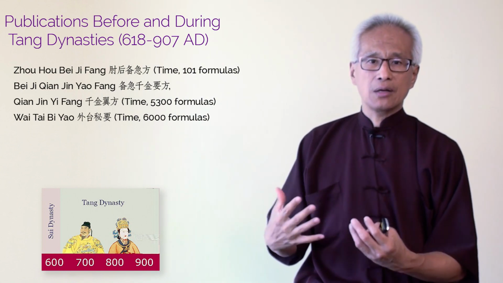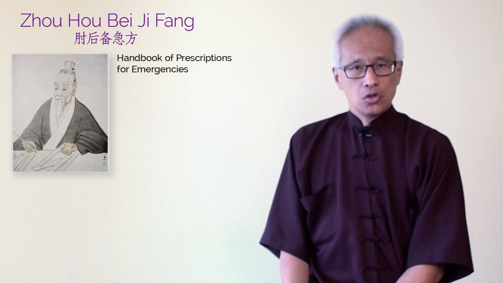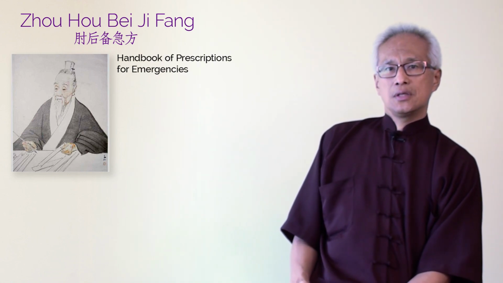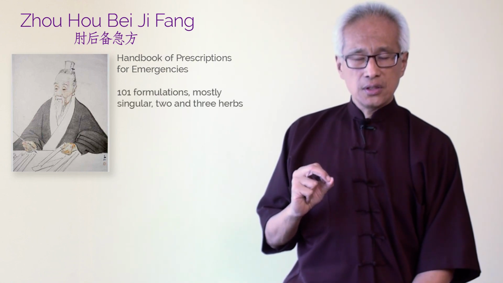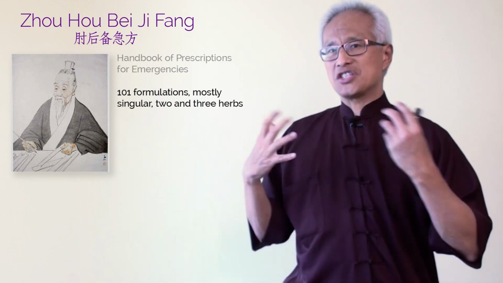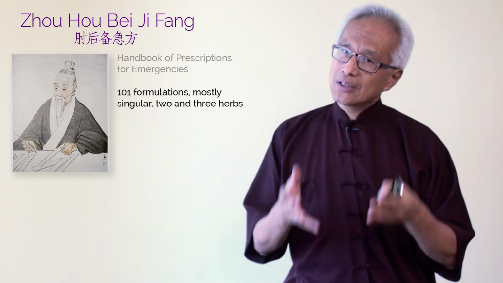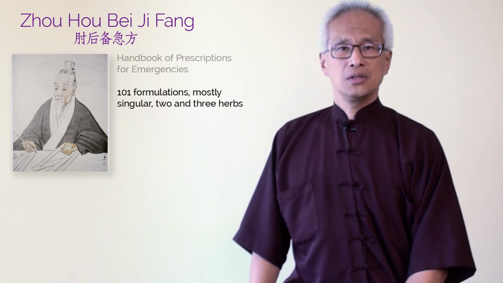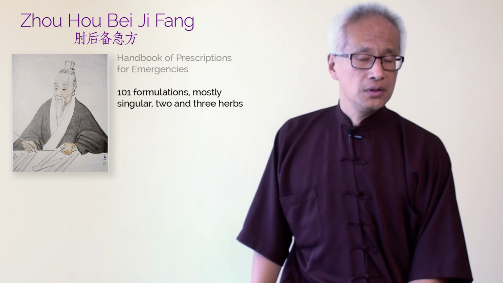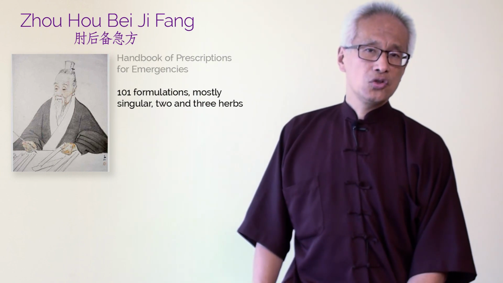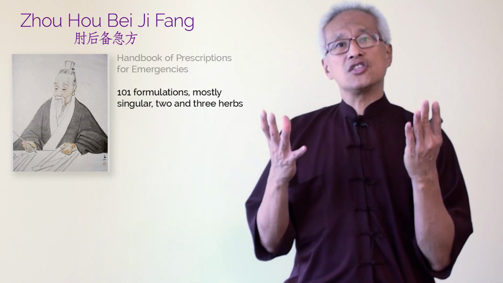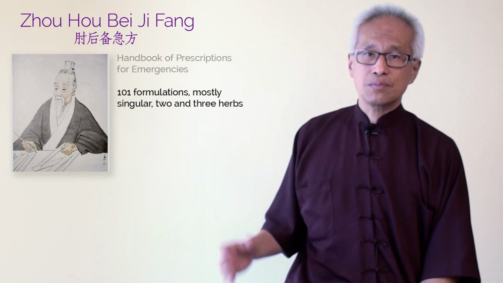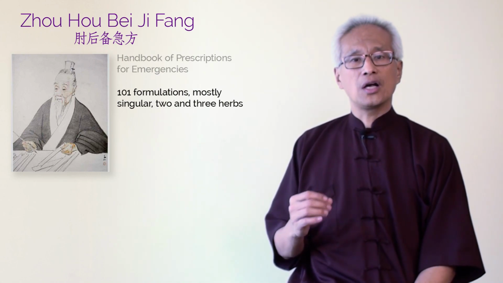So let's talk about Zhou Hou Beiji Fang. Zhou Hou Beiji Fang means handbook of prescriptions for emergencies. It's about 101 formulations, mostly singular herbs. I did say earlier that would be a minority. Well, in this particular book, it is mostly singular herbs. Hong is a thrifty person. He doesn't want people to spend tons of money to treat their own illnesses. So he decided to actually find locally sourced herbs that are easy to get and cheap enough. So he was able to accomplish that.